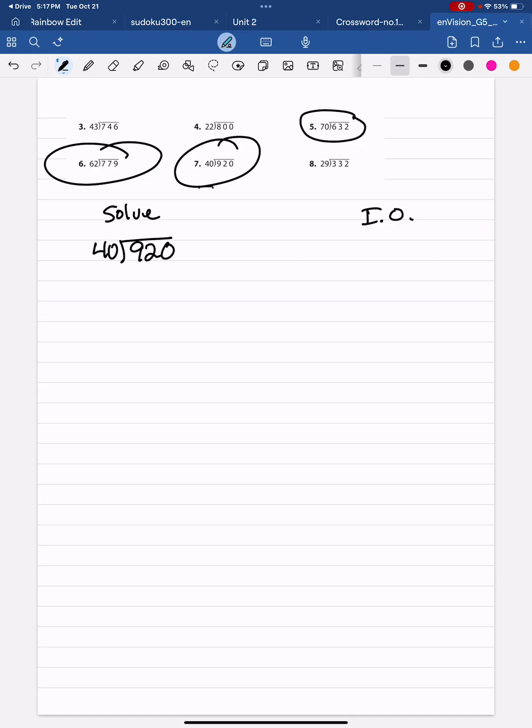920 divided by 40. So if they are doing this box method, it's going to look like this. 40 cannot go into 9. That's a 0. Now don't forget: divide, multiply, subtract, bring up, and repeat. So we divided. Now we have to multiply. 0 times 40 is 0.